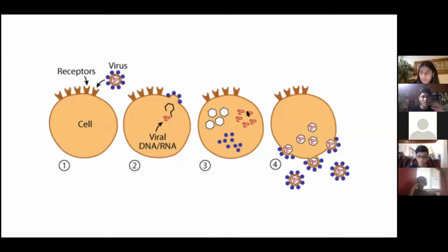You can see that in the third phase over here, there are now more of these white hexagons, more of these purple dots, and more genetic material. Those are all things that the cell needs to make more copies of itself. Finally, when the virus realizes that it's used up all the cell's resources, the cell will basically explode and release many, many more viruses.